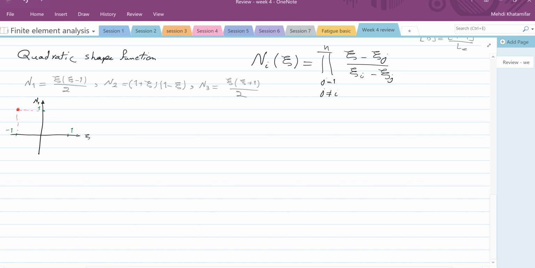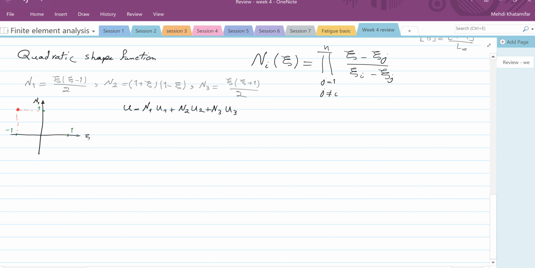Think about it. For the left side, if I use n1, it must give me 1, which is the exact value of u1, because the formula is u equals n1 u1 plus n2 u2 plus n3 u3. So at the left side, if I put psi -1, I should get 1, the exact value of u1.